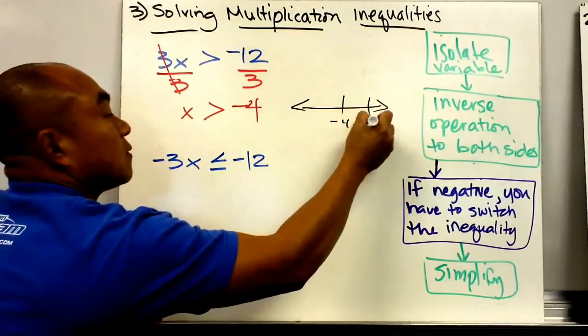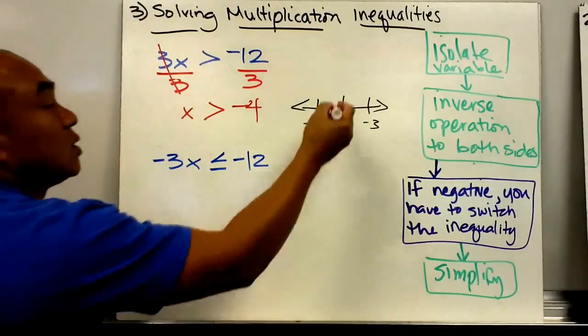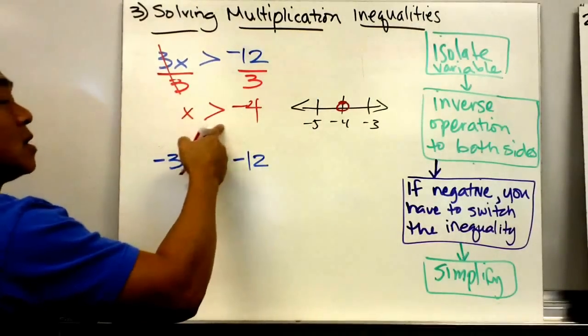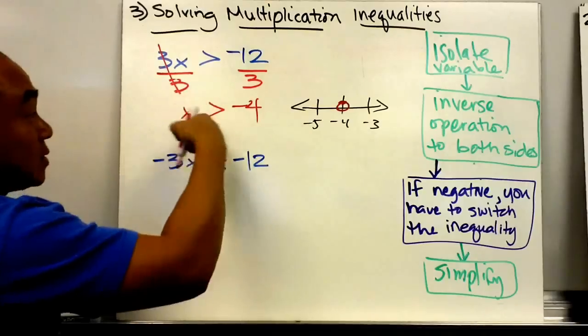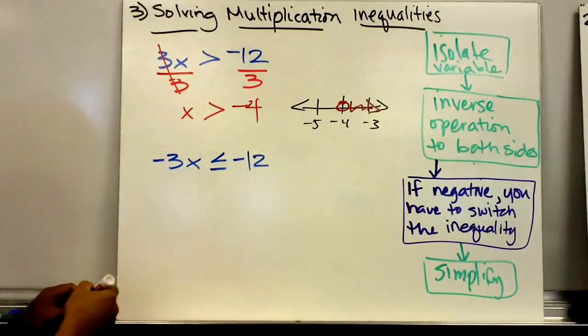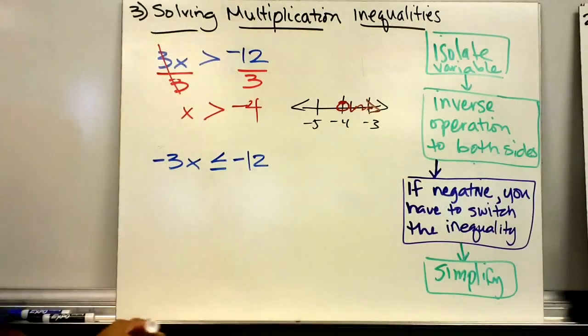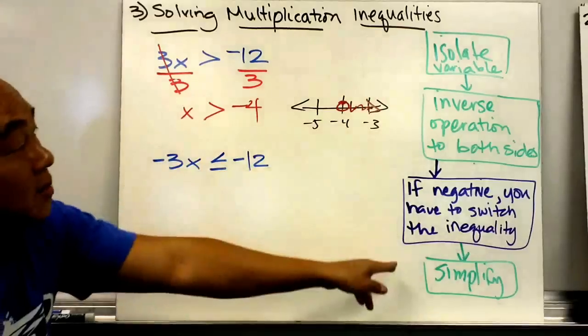Negative 4, negative 3, negative 5. It is an open circle because we don't have a line underneath it. And we're looking for all the values that are larger than negative 4, which goes that way.